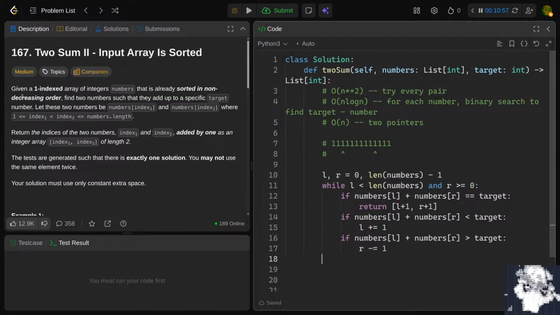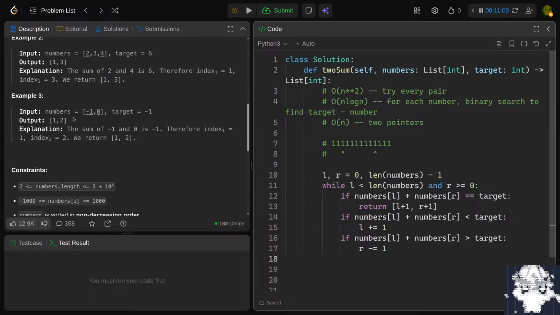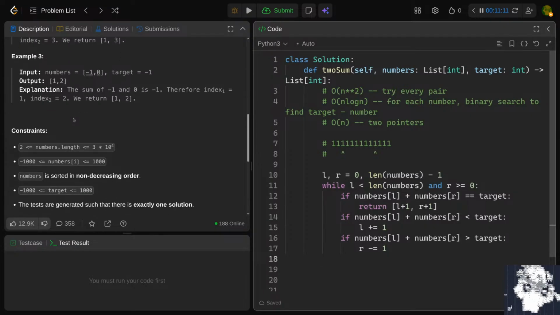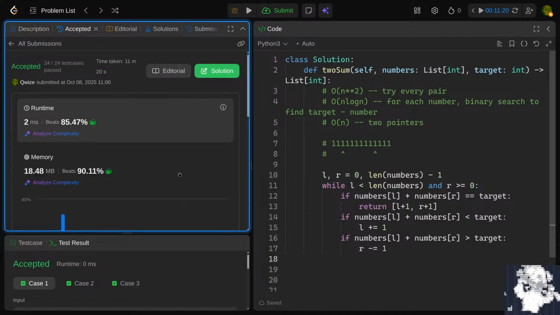And then what do you do if you don't find anything? It doesn't say. Oh, there's always a solution. So I can just do this. Submit. Ta-da!